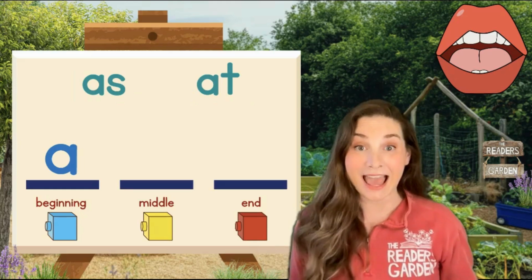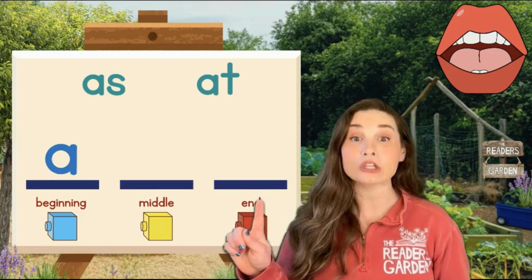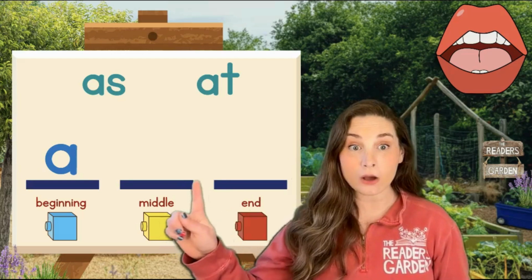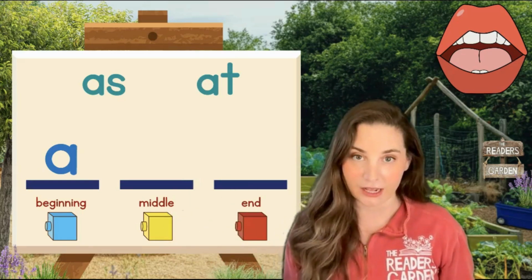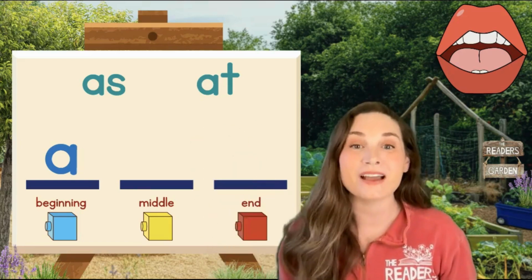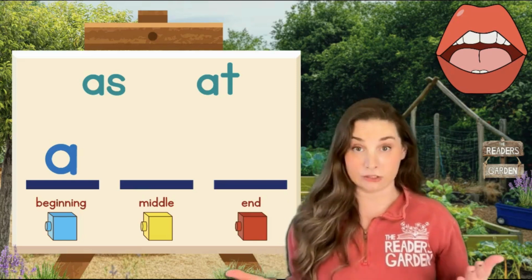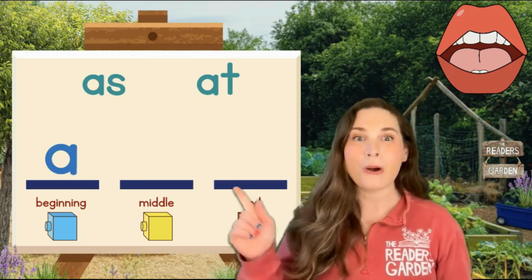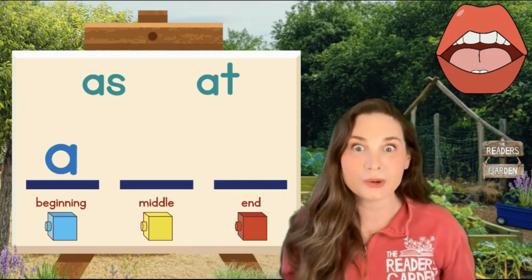Sometimes we see that A sound in the beginning of words. Do you see how our lowercase a has moved to being above the blue block now? It's at the beginning of this word now. And an example of that can be seen up above. So we have the example words of the word as, like I'm as tall as a giraffe, or the word at. I'm at school in the reader's garden.